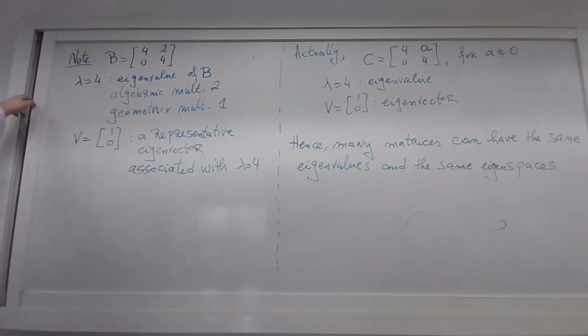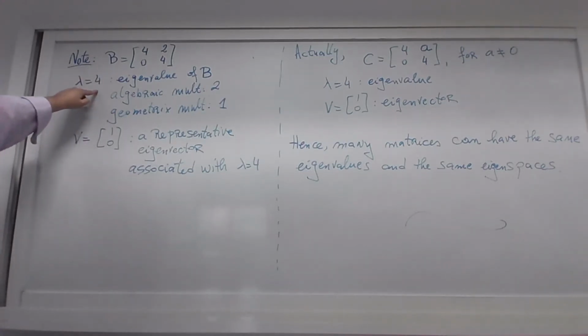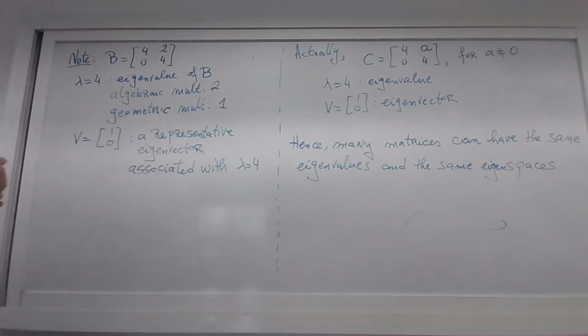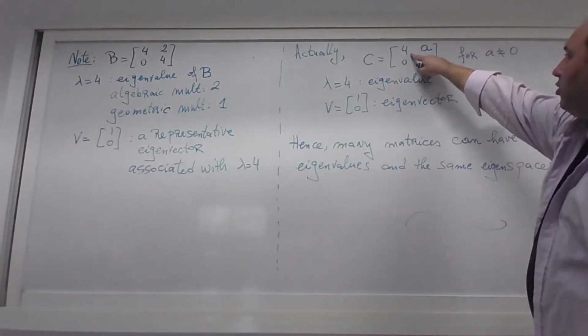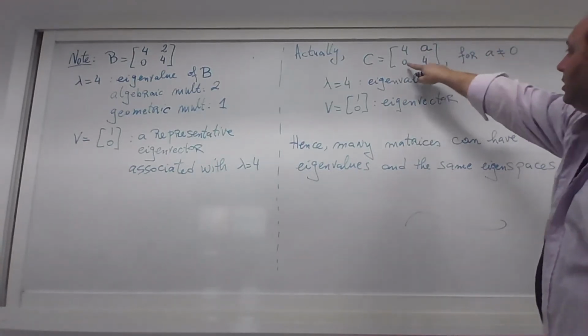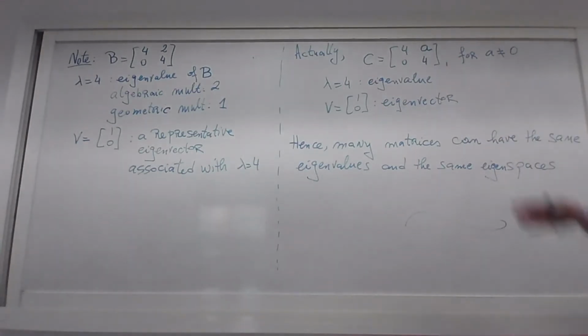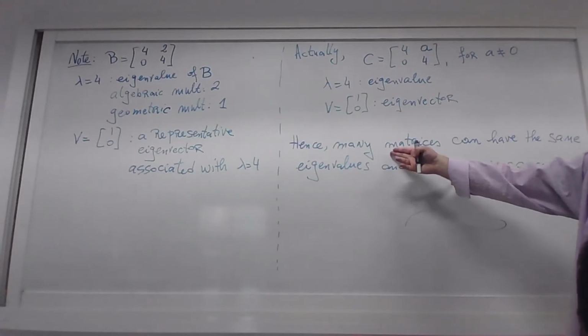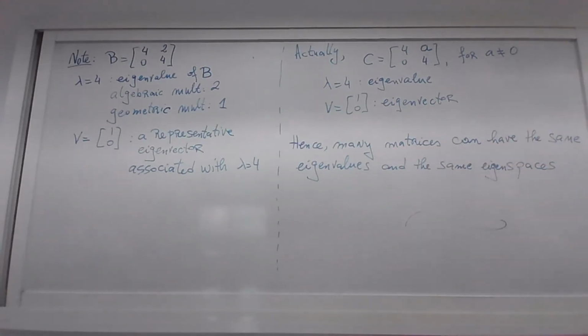So matrix A and matrix B are different matrices, yet they have the same eigenvalue with the same algebraic multiplicity, the same geometric multiplicity, and the same eigenspaces. Actually, if I check any matrix of the form (4, a; 0, 4), with a different from 0, it's upper triangular, it will have 4 as an eigenvalue twice, and it will have representative eigenvector (1, 0). So we just realized that we can have many, many matrices that have the exact same eigenvalues and the exact same eigenspaces, and that's just fine. Not a big deal. All we need to do is go through the process and not think too much about these details. You can have different matrices that have the same eigenvalues and same eigenspaces, and that is fine.